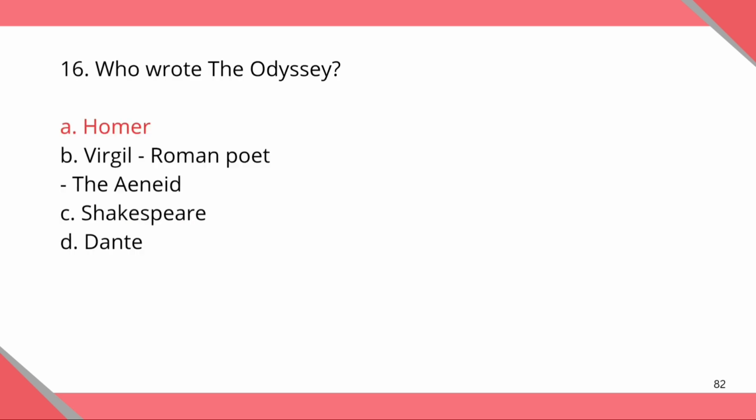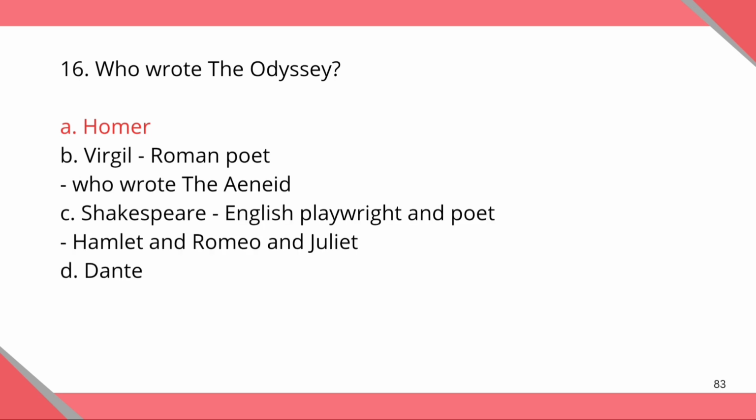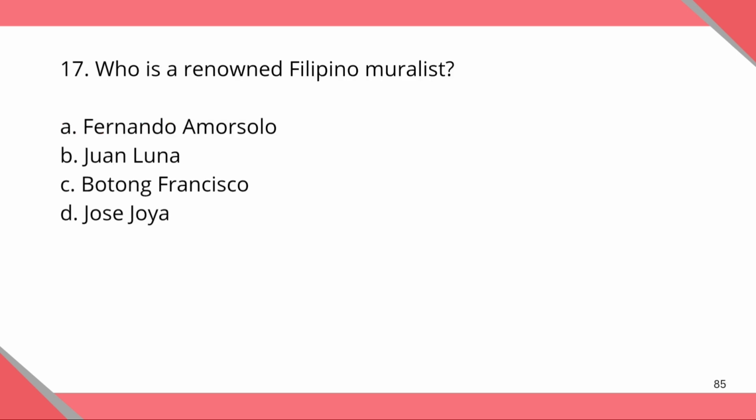While Virgil is a Roman poet who wrote the Aeneid. Shakespeare is an English playwright and poet. He was famous for plays like Hamlet and Romeo and Juliet, and lastly Dante is an Italian poet who wrote the Divine Comedy. Question number 17.